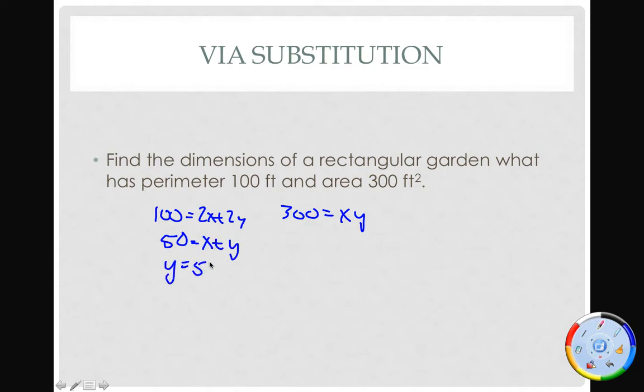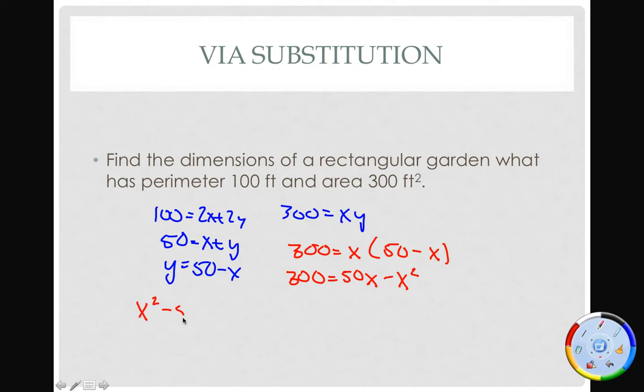All right, so I had the equation 300 equals xy, and I had the equation 100 equals 2x plus 2y. So y is equal to 50 minus x. Now I can go substitute. 300 equals x times 50 minus x. And I get this: 300 equals 50x minus x squared. That means we got a quadratic function, which means we set it equal to 0 all the time. So we get x squared minus 50x plus 300 equals 0.